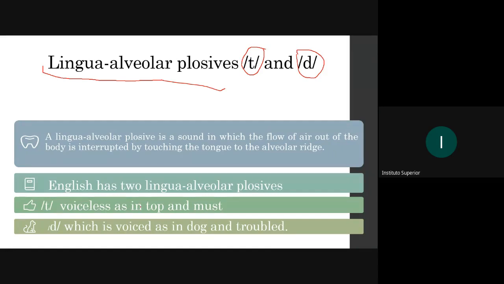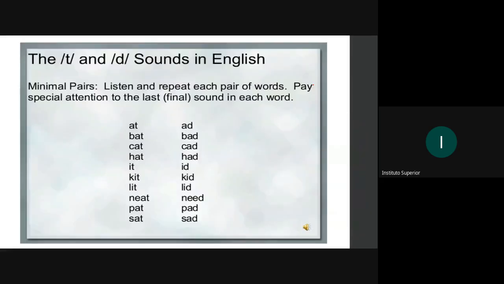And the /t/ and /d/ in English are lingual alveolar plosives. The /t/ is voiceless because it doesn't produce vibration, and /d/ is voiced because it produces vibration, or it vibrates. Here we have some examples to practice.